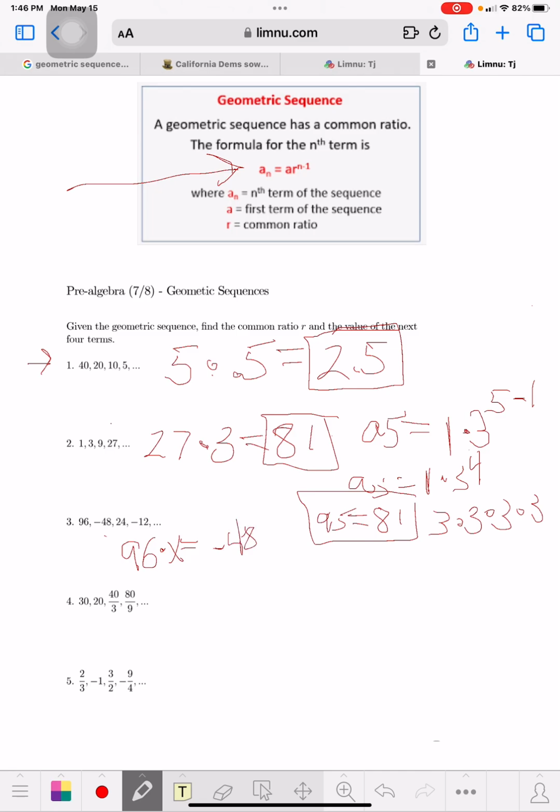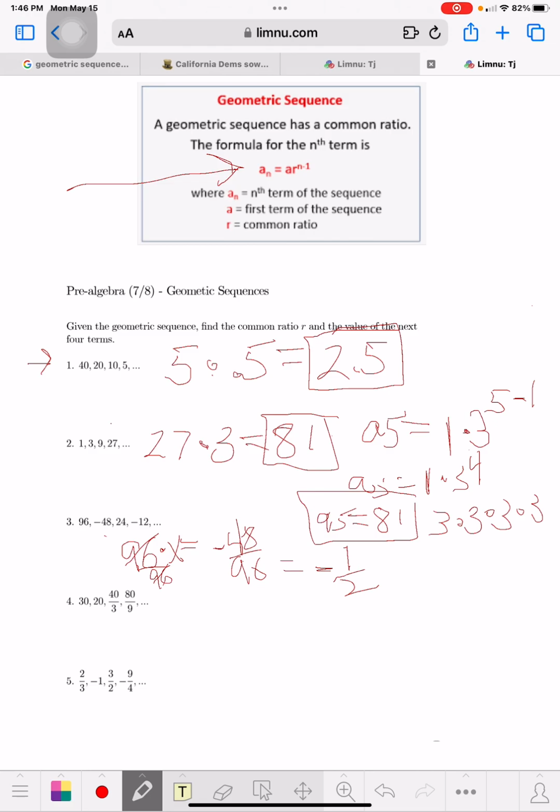Hey, we've done this before. We could solve this. So we divide each side by 96. Divide by 96. These two cross each other out. And what's this equal? 48 goes into 96. 1/2 equals negative 1/2. Okay, that's it.